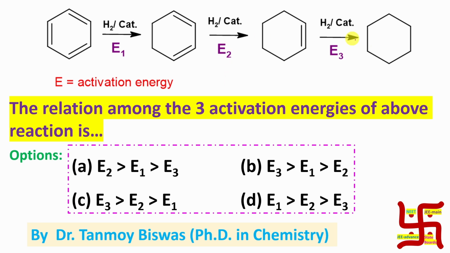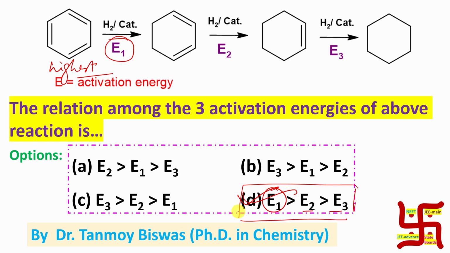So in which option is this given? E1 is maximum. In which option is E1 maximum? Yes, E1, E2, E3. So this is the order. So this will be your right answer. Now if you get this question in your exam and have less than 30 seconds, how would you get it? Remember, benzene is an aromatic, very stable molecule. So in this case the energy of activation will be the highest among the three. In which option does E1 have the highest value? See, option D only. So if you follow this much common sense, then you can get the right answer in less than 30 seconds. But I always believe that you should know it completely.